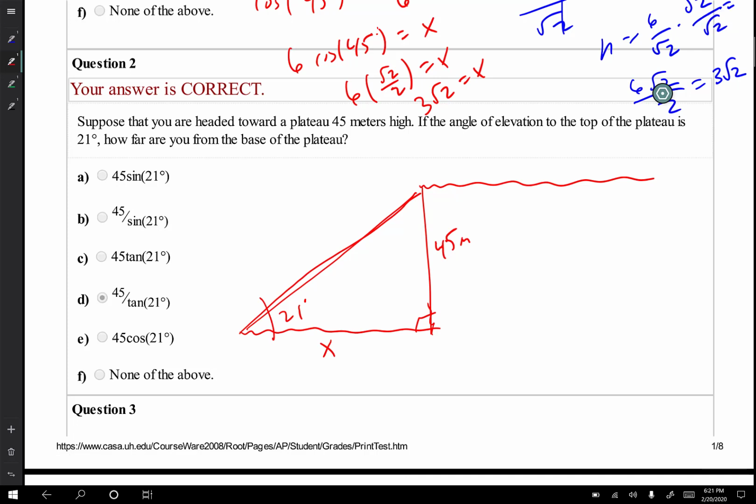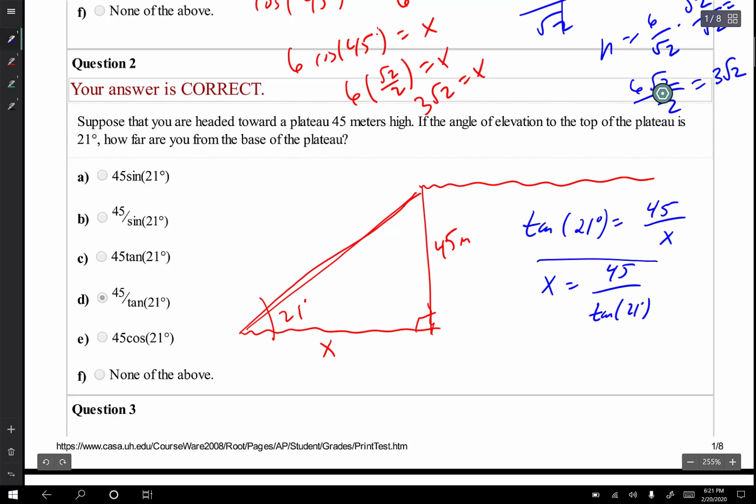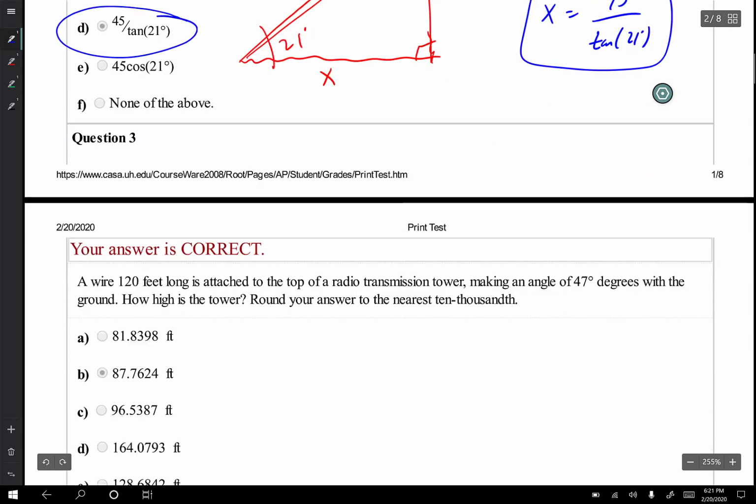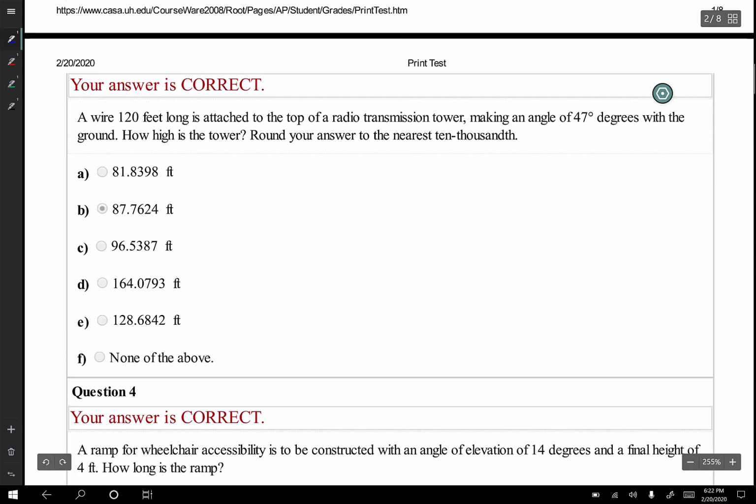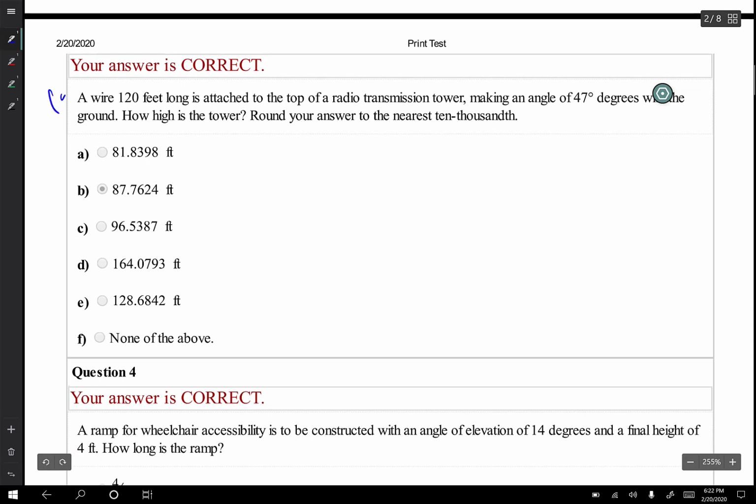So since you want that distance with respect to the 21 degrees, the 45 is opposite. The x is adjacent, so you're going to use tan. So I'm going to write tan 21 degrees equals 45 over x. And then I'm going to solve for x. So times, divide. So you're going to have x equals 45 divided by tan 21 degrees. And then I'll look for that answer. And there it is. All right. Pause it if I'm going too fast, guys. So this one, you're going to need your calculator.